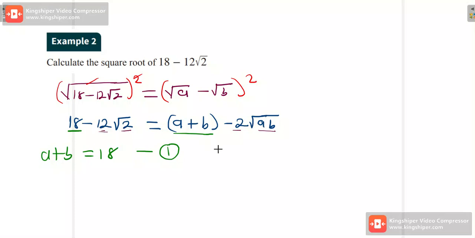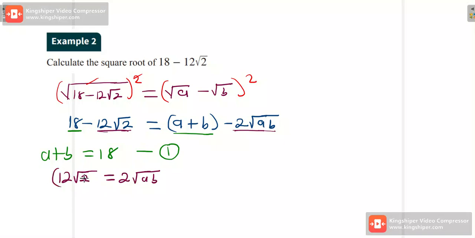So what we are going to do is compare everything here to this. Therefore, we are going to say that 12 root of 2 should be equal to 2 root of AB. Then from here, what do we do? We need to break it down so we can still square both sides.